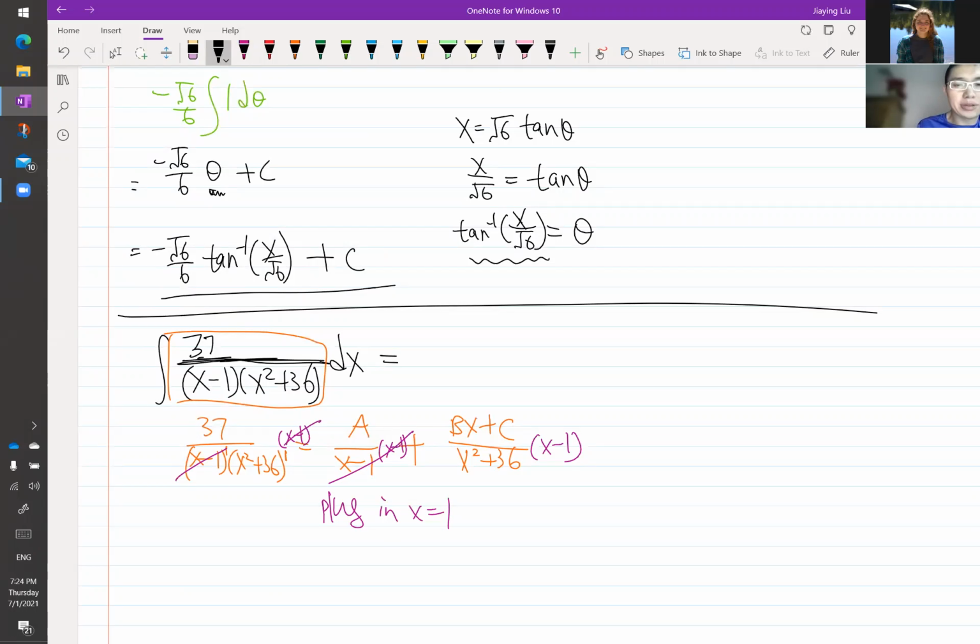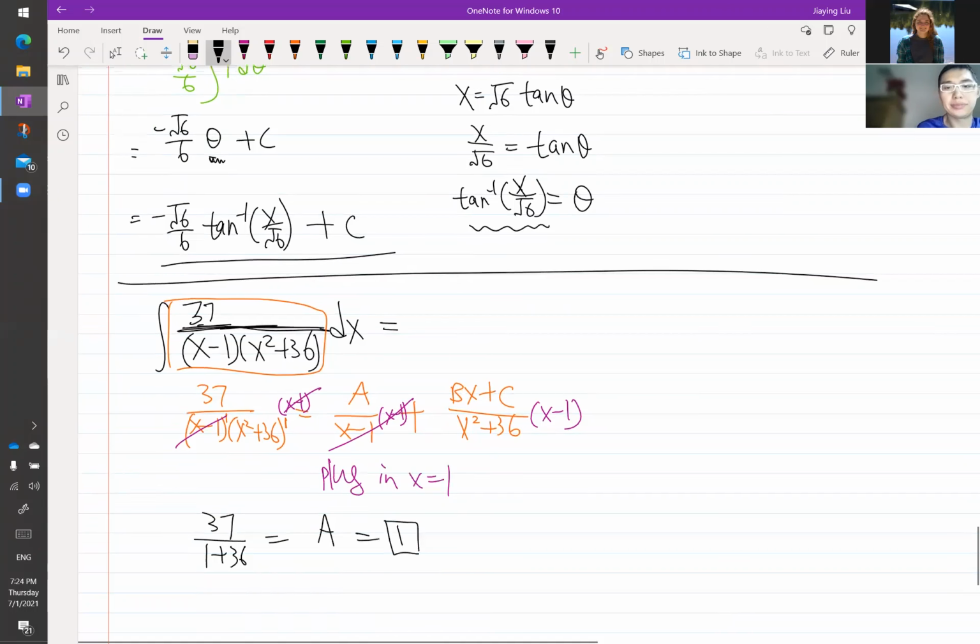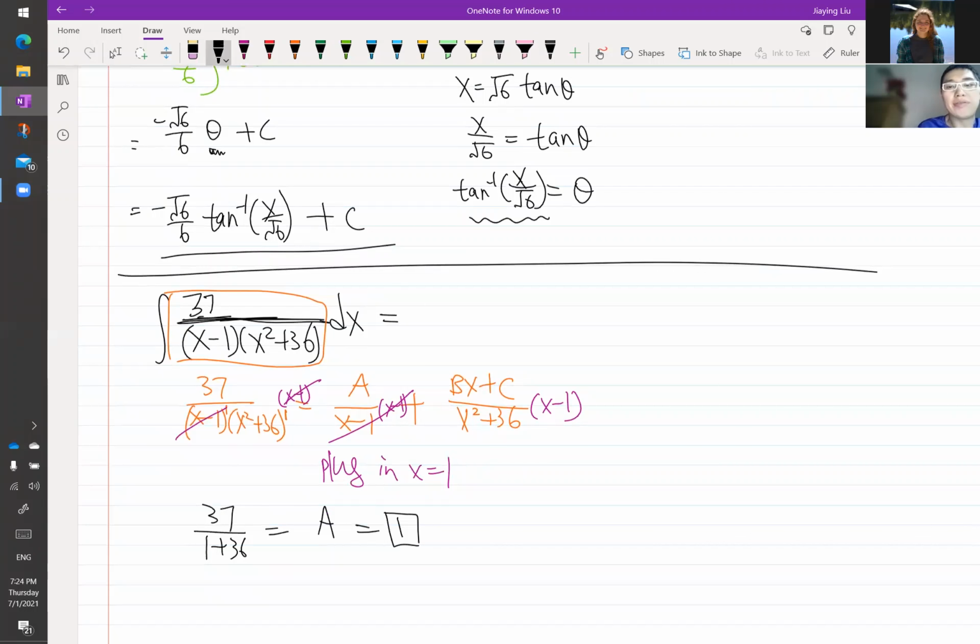If I do that, I get 37 divided by 1 squared plus 36, and that's equal to just A. The Bx plus C becomes 0. So A equals 1 after I simplify the fraction. How do I find B and C? We cannot really plug in any x value to cancel out, right?